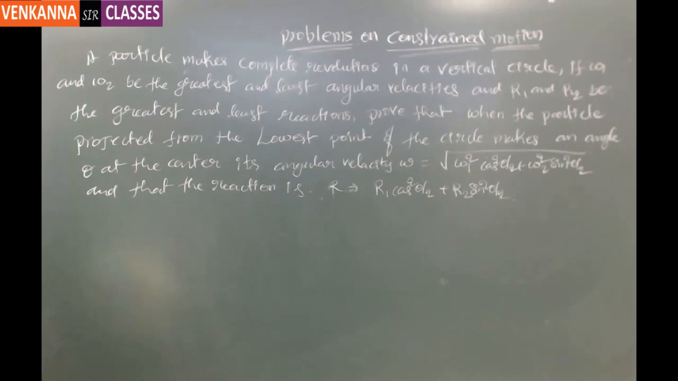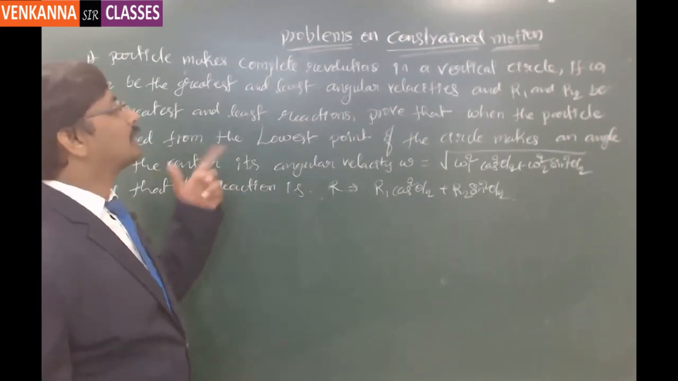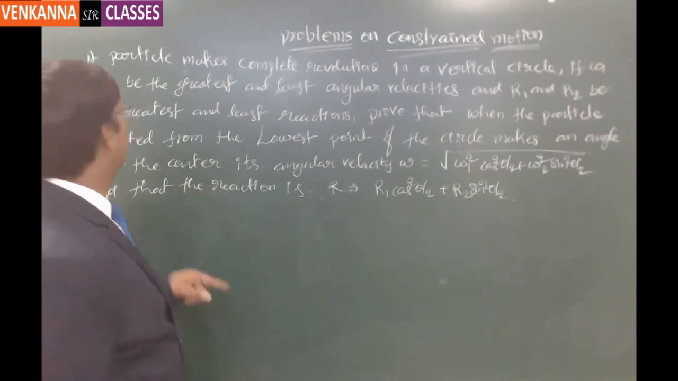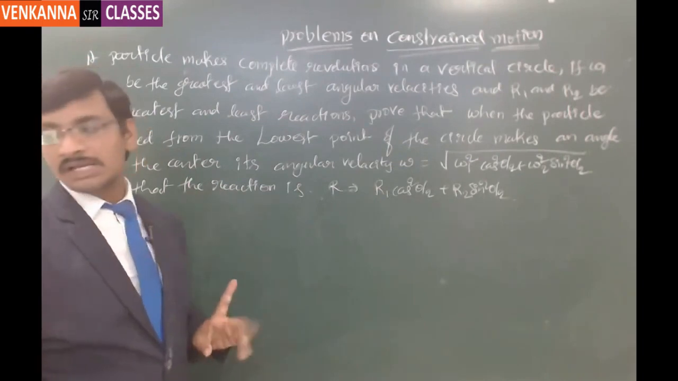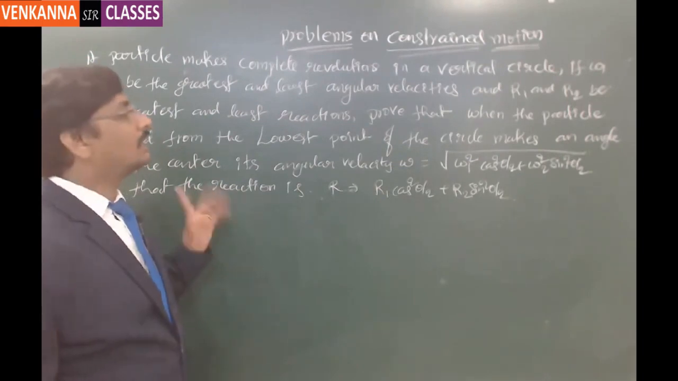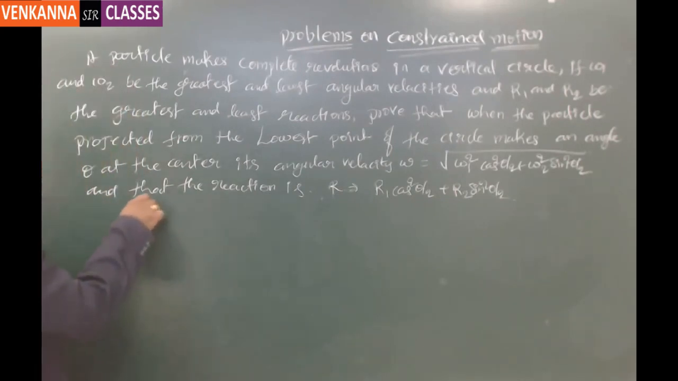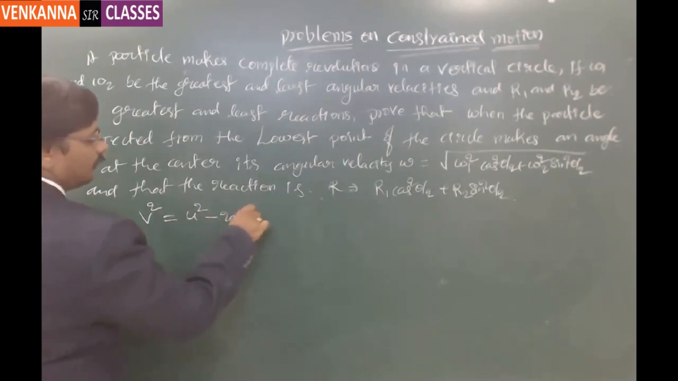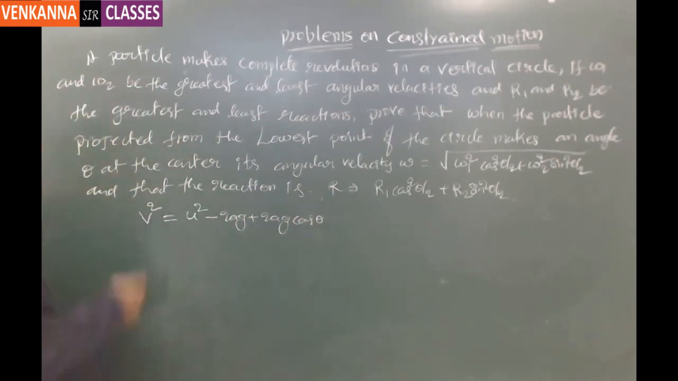Okay, so let me solve this. The first one: the particle makes complete revolutions in a vertical circle, and omega 1 and omega 2 are the greatest and least angular velocities. The greatest and least angular velocities come from the fact that v square is equal to u square minus 2ag plus 2ag cos theta. This is the peripheral or linear velocity.